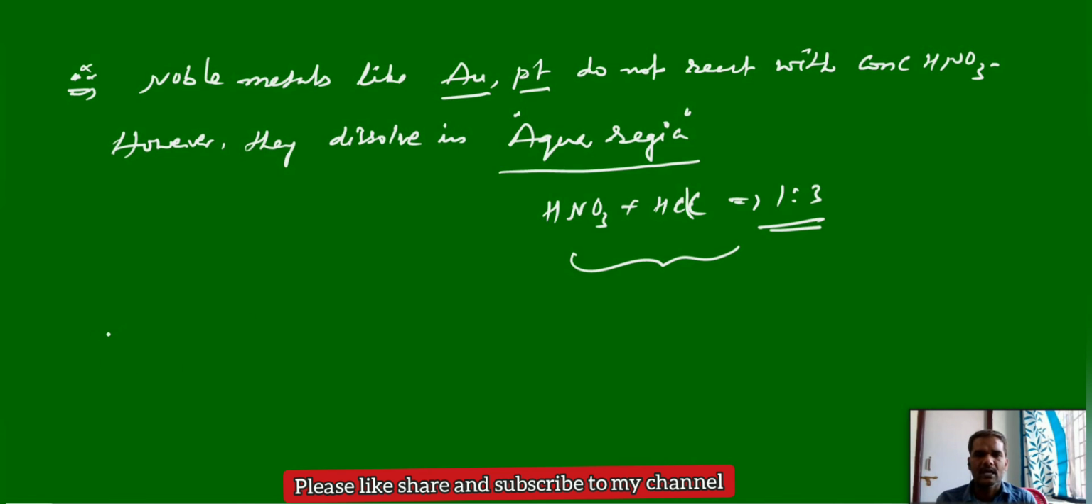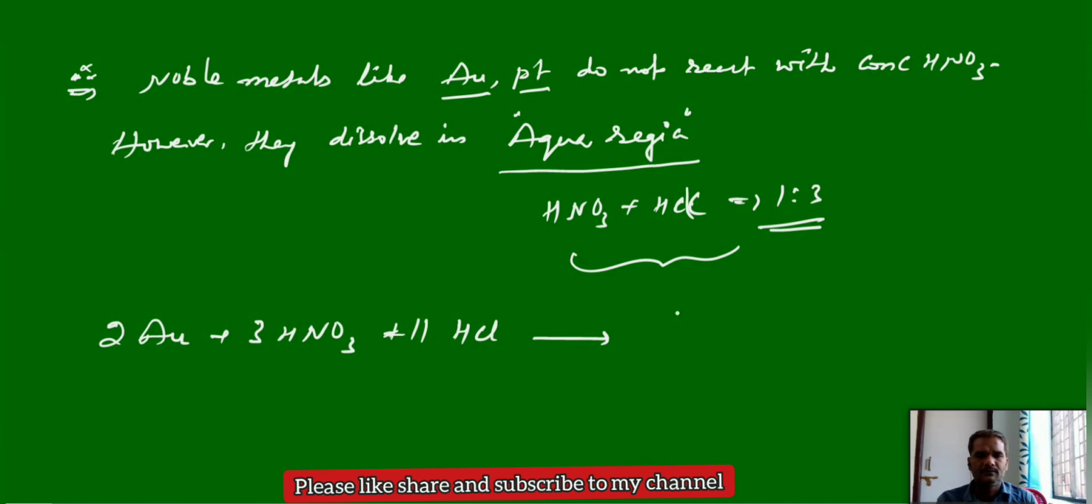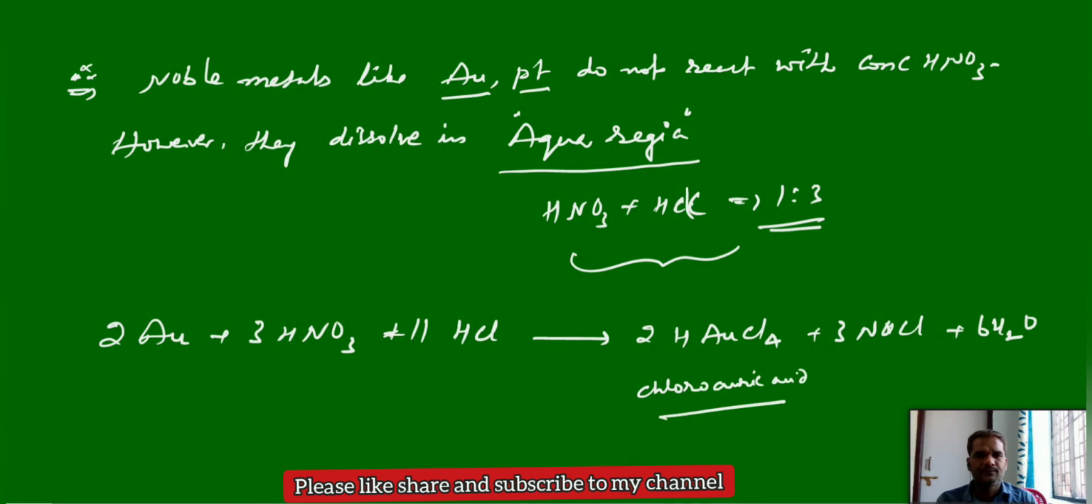So when aqua regia is treated with gold, it reacts and forms chloroauric acid. Apart from this, you will get nitrosyl chloride plus water. And this is called chloroauric acid. This is the reaction when noble metals are treated with aqua regia. This you should remember: the composition of aqua regia is a 1:3 ratio of HNO3 and HCl.